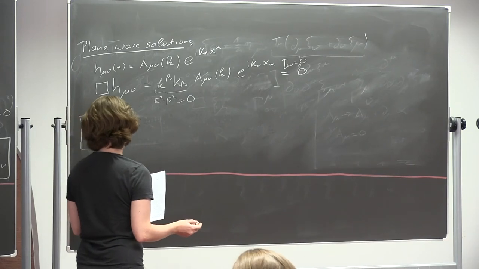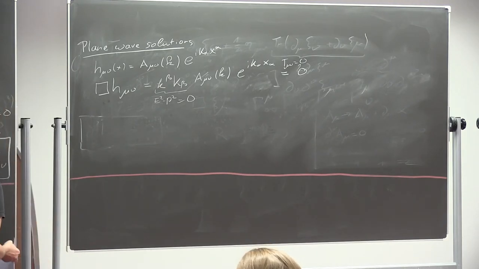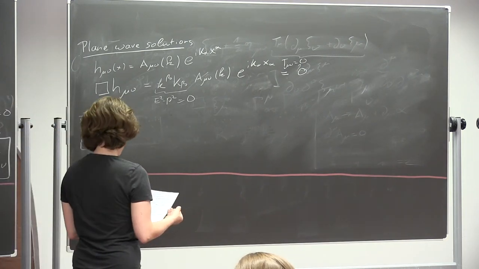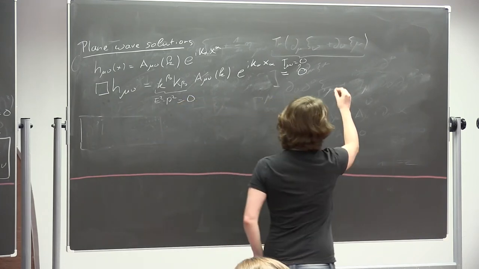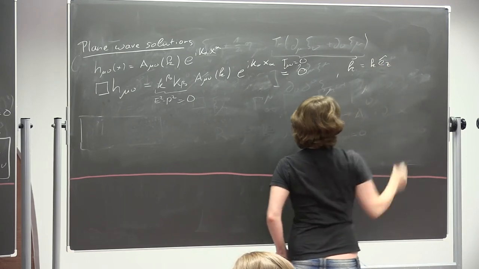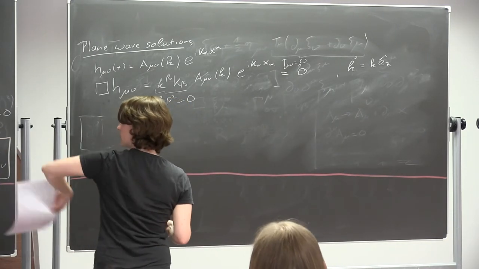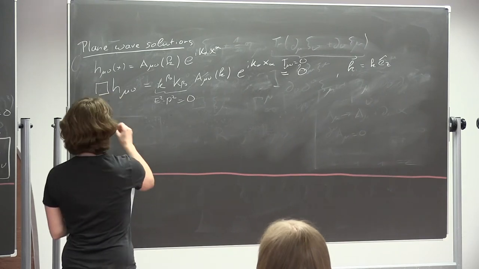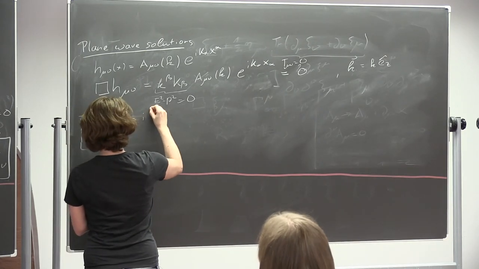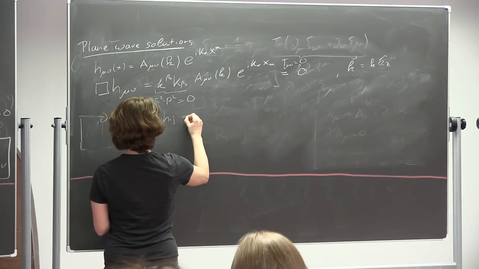Now we can go to transverse traceless gauge, which means we only need to bother here about the ij components. We can drop the zero component. In particular, we will consider a k vector which is along the z axis, just for simplicity. And this transverse traceless condition, now read completely explicitly, just brings down one power of k. So this is 0.